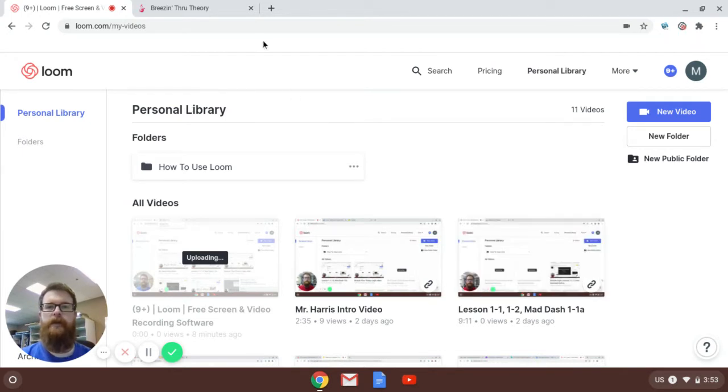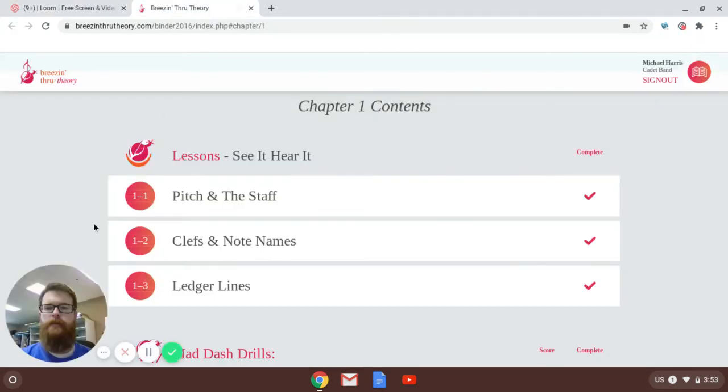Last time we were together, we looked at lessons 1.1 and 1.2. These outlined the pitch and the staff, the different clefs, and the note names on our staff. Remember, the higher the pitch, the higher it is on the staff, and the lower the pitch, the lower it is on the staff. Our staff is made up of 4 spaces and 5 lines, and we count them starting from the bottom going to the top.